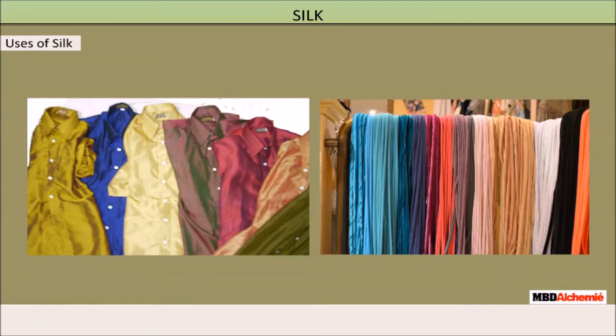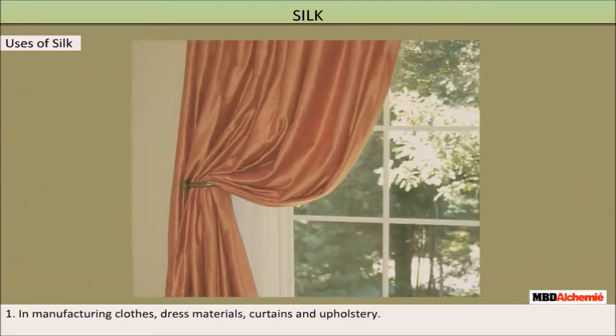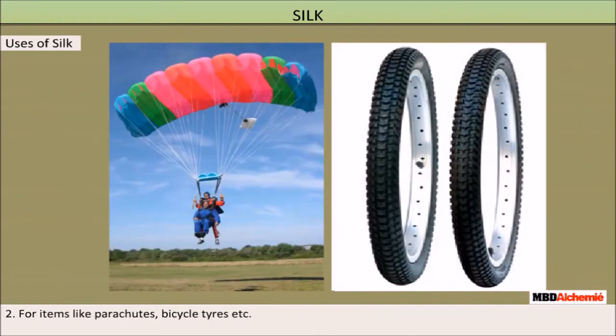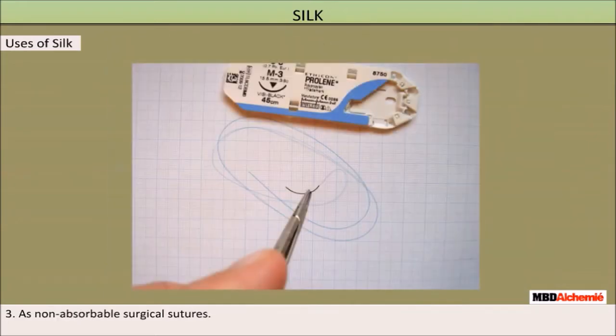Uses of silk are in manufacturing clothes, dress materials, curtains and upholstery, for items like parachutes, bicycle tires, etc., as non-absorbable surgical sutures, to make prosthetic arteries.